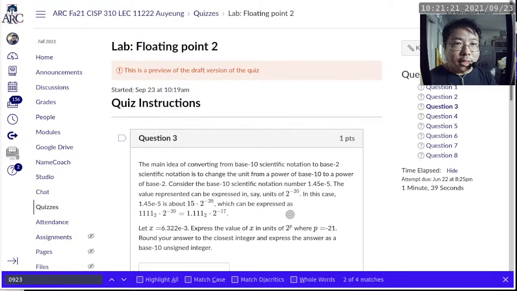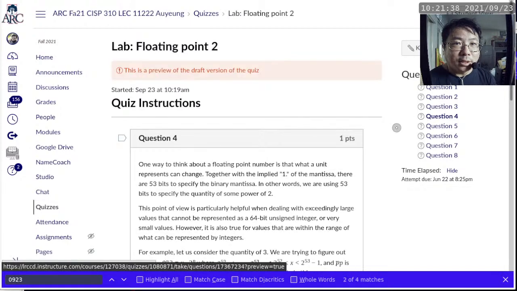So it's about the same thing, except we're not dealing with quarters in this particular case. We are dealing with 2 to the power of negative 21 instead of 2 to the power of negative 2. But the idea is the same. And then question 4, I think, is the hardest one.